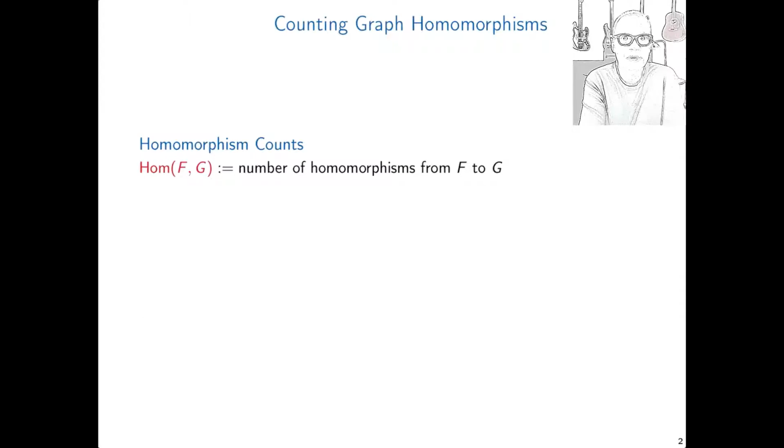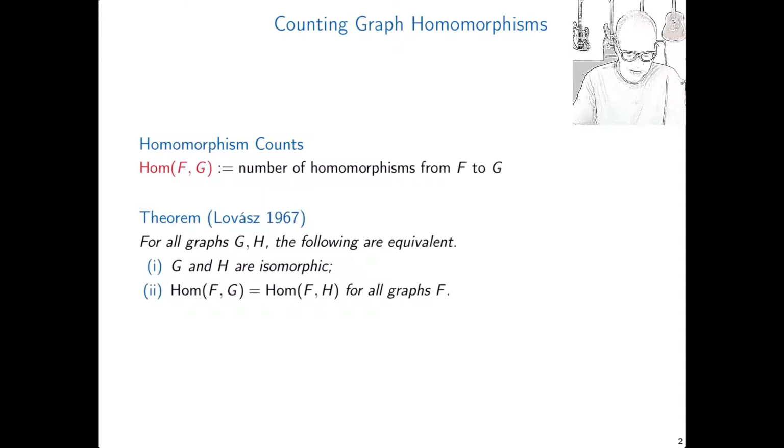Let me start by introducing homomorphism counts for graphs F and G. By hom(F, G), I denote the number of homomorphisms from F to G, and homomorphisms are just mappings from the vertex set of F to the vertex set of G that preserve adjacency. Okay, they have to map edges to edges, but not necessarily non-edges to non-edges. And they also don't have to be injective or bijective or anything.